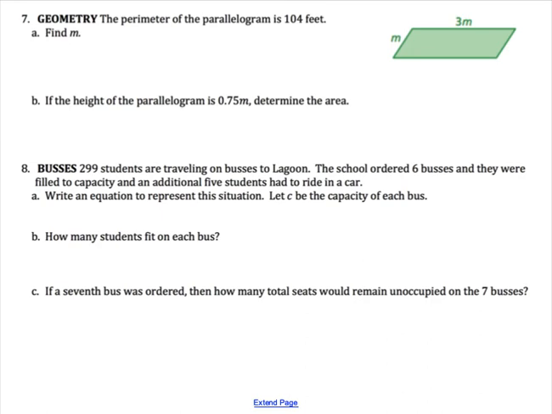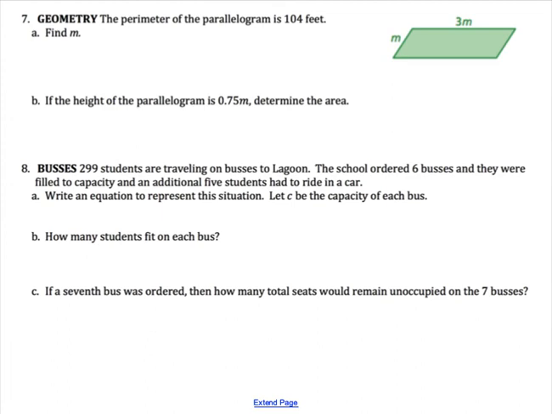Number 8, buses. 299 students were traveling on buses to Lagoon. The school ordered 6 buses and they were filled to capacity, and an additional 5 students had to ride in a car. A, write an equation to represent this situation. Let C be the capacity of each bus. Okay. How many students fit on a bus? That's actually C, so whatever you get as the answer. So part A, you write the equation. Part B is the answer.